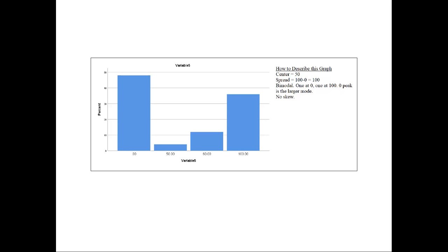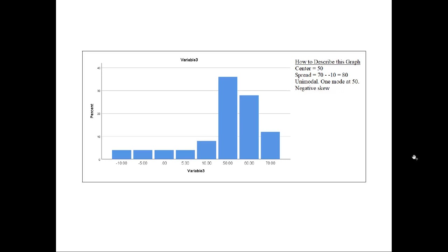In this graph, the center is 50, the spread is 100, the largest value, minus 0, the smallest value, which equals 100. The graph is bimodal with one mode at 0 and the other mode at 100. The peaks are not even. The 0 peak is the larger mode. And there is no skew as the left and right sides of the graph extend about the same amount from the center of the graph.